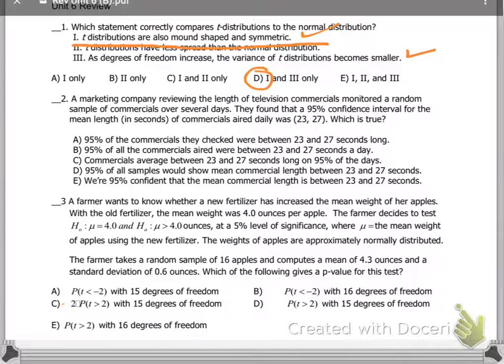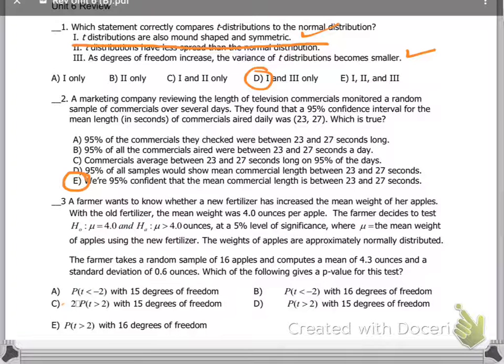Okay, so let's look at number 2. They want to know here about defining a 95% confidence interval. I'm hoping that you think that this is a no-brainer, all right? So read those through, and E is what a confidence interval would be.